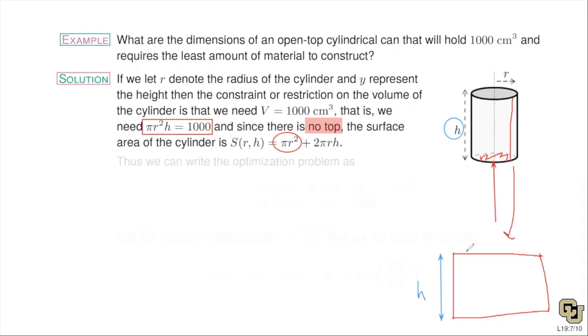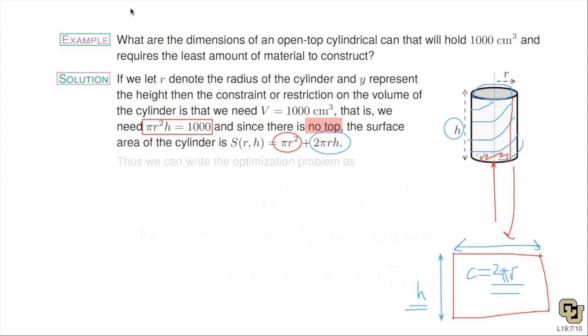And now I need the width. The width here coincides with the circumference if we go all the way around. So the width coincides with the circumference, and the circumference is 2 pi r. So the area of the side, width times height, would be 2 pi r times h, or 2 pi r h, and that's where this second term is coming from.